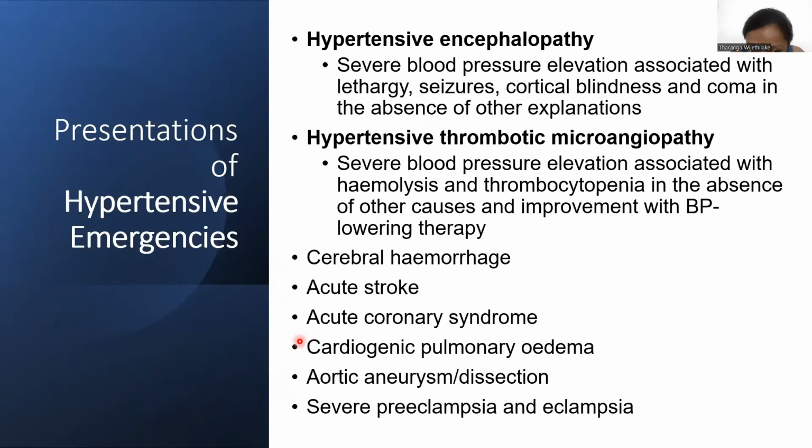Then commonly we see cardiogenic pulmonary edema, quite common. Aortic aneurysms, not that common, but we see a number of patients on and off, and eclampsia and severe preeclampsia. These are things we have to be aware of, especially now, because of the prevailing situation in the country. Right. Okay.